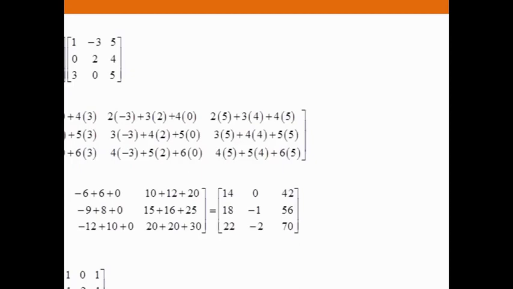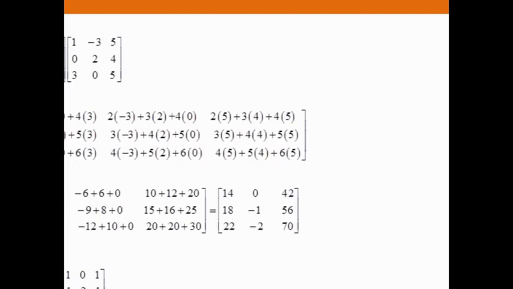Now you can see here 3, 4, 5 is the second row and 1, 0, 3 is the first column. So 3 multiplied with 1, 4 multiplied with 0, 5 multiplied by 3. And similarly 3 multiplied by minus 3, 4 multiplied by 2 and 5 multiplied with 0. So this is the second element. Similarly 3, 4, 5 multiplied with 5, 4, 5, because 3, 4, 5 is the second row and 5, 4, 5 is the third column. So it is 3 into 5 plus 4 into 4 plus 5 into 5. The element will be 56 after solving.